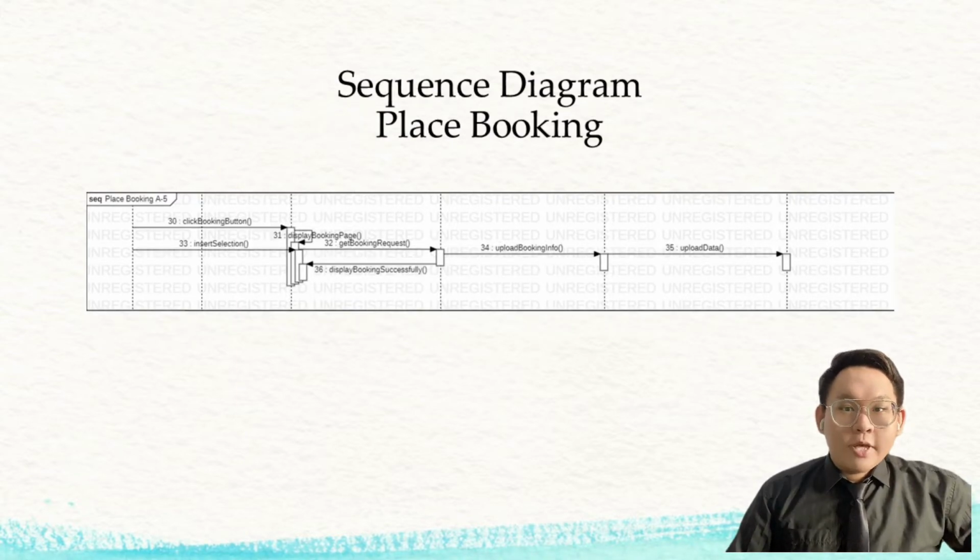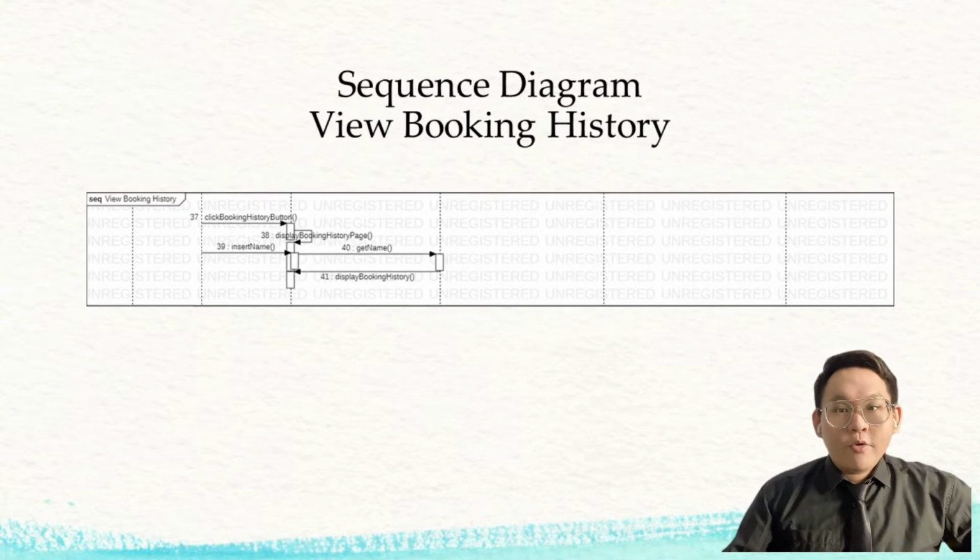Next, place booking. The public user can place the booking of Central Ambulance Service by clicking the booking button. The system will direct it to the booking page, and the user can choose the selection they need. At the end, the system will display that the booking is successful.